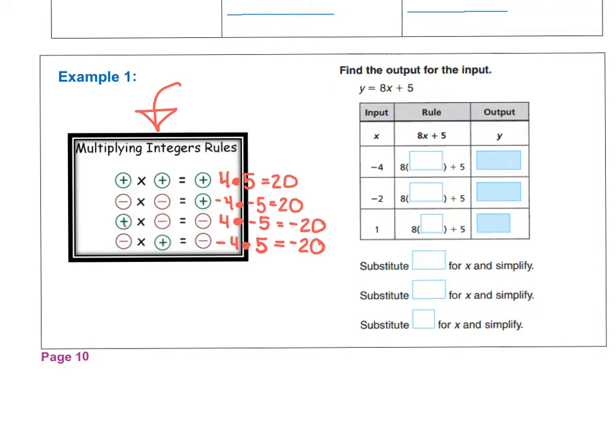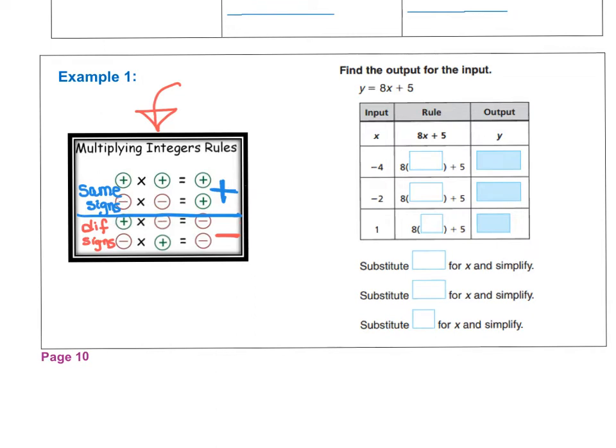If the signs are the same, it's going to be positive. So same signs, positive, different signs, negative. I'm going to erase that so it's not bumping into my function table. You might want to keep it there though if it's helpful for you. All right.